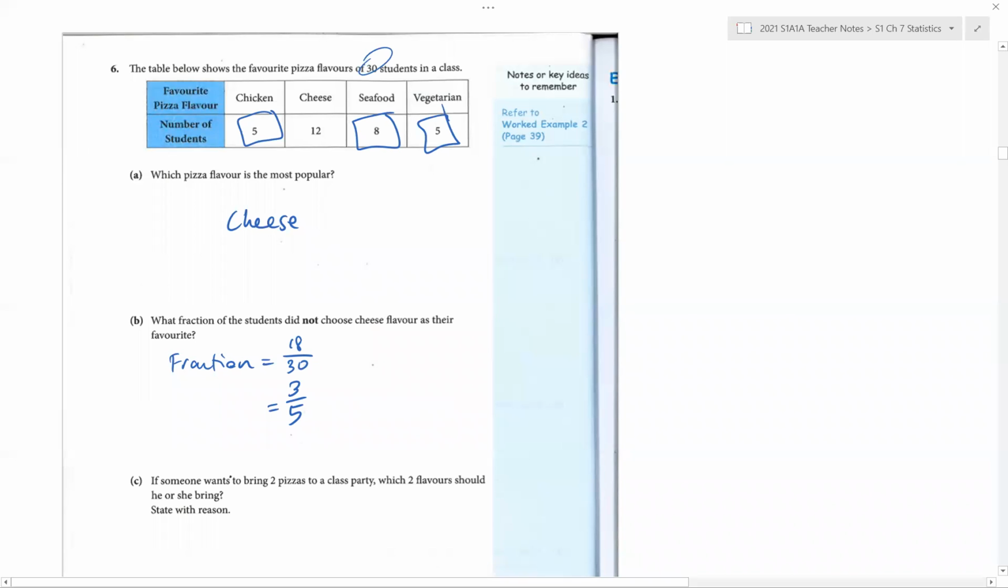Okay, actually I was thinking, right? Probably I'll bring 2 cheese pizza. Can I bring cheese and cheese, can? Why cannot? Yeah, okay. Then after I realized that it says 2 flavors. So 2 flavors, I suppose they want 2 different flavors. So it would be cheese and seafood. But in a real life situation, I think I'll bring 2 cheese pizza since it is the favorite.